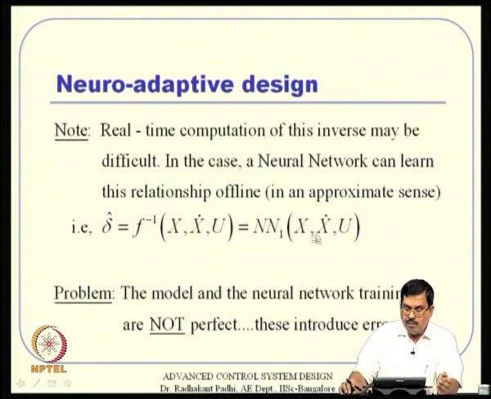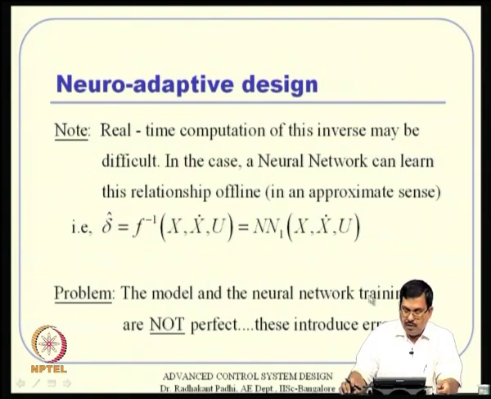This part may or may not be necessary. Suppose you can directly compute delta, and let us say your model of the flight vehicle is in control affine form, then directly you will be able to solve it. So, there is no need of doing this neural network training a priori, but in general it is possible.